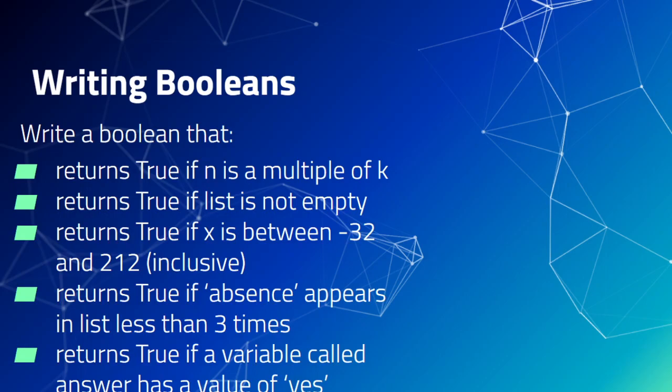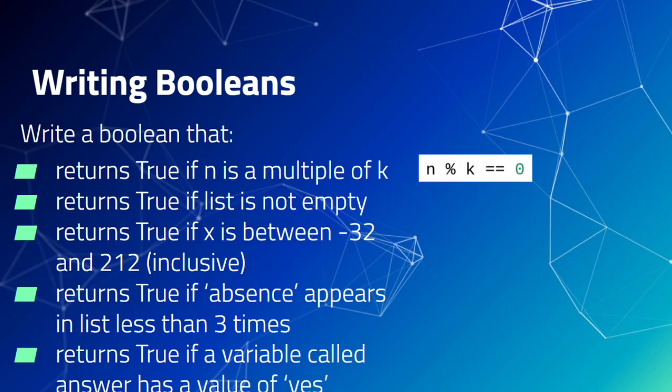Let's get some practice with writing Booleans. Here's the first one. Write a Boolean that returns true if some variable n is a multiple of some variable k. You can pause the video after I read each one and then try to come up with a solution on your own. Alright, let's go over the solution for the first one.